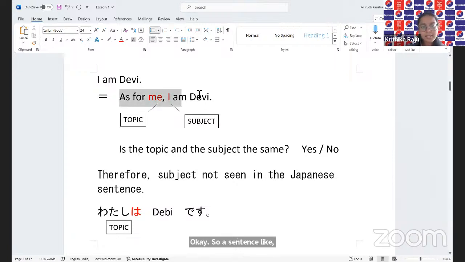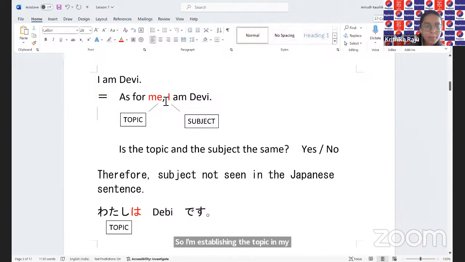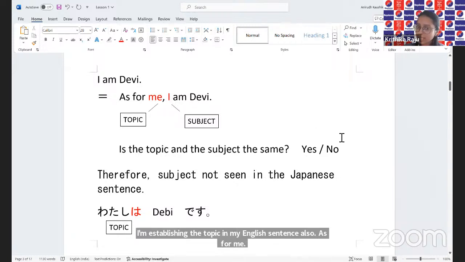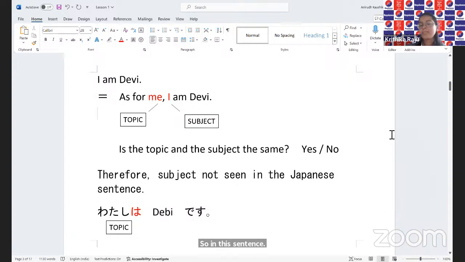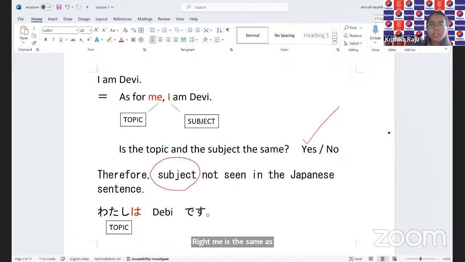So in this sentence, as for me, me is the topic. And then I proceed to say, I am Devi. So I is the subject. Is the topic and the subject the same? Yes, it is. Me is the same as I. As for me, I am Devi. So since the topic and the subject are the same, the subject will not be seen in the Japanese sentence. You will see that the I will not be repeated again. The sentence will be, as for me, am Devi.